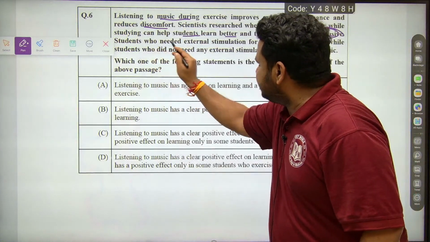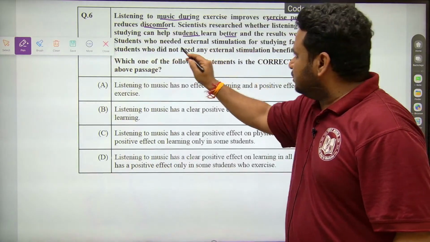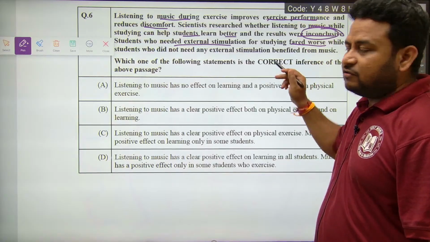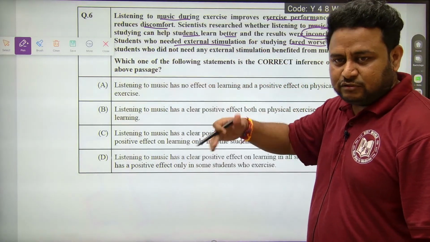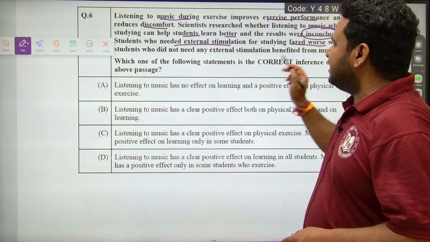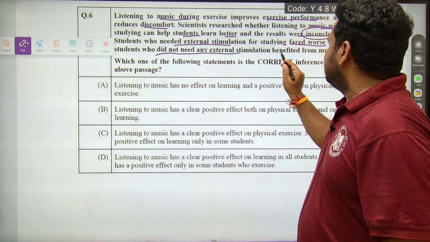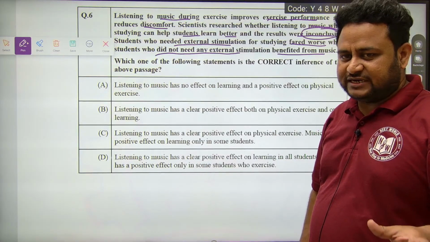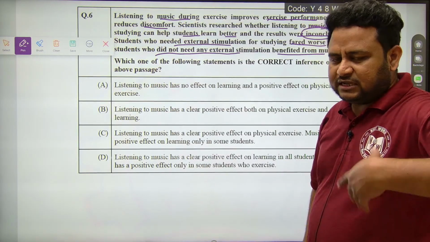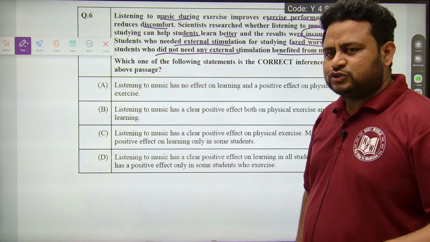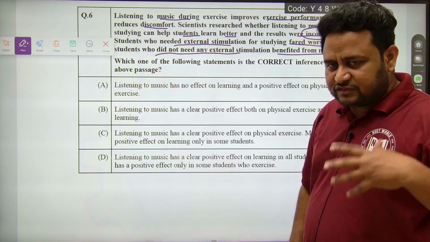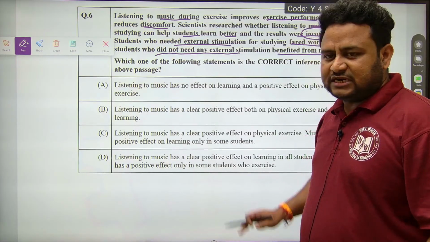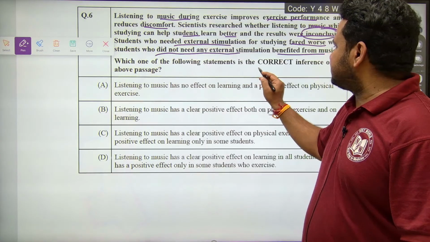The results were that students who needed external stimulation for studying fared worse while studying using music, while students who did not need any external stimulation benefited from music. That is, students who needed external stimulation, if they used music, couldn't perform well. Students who were studying even without external stimulation, if they got music, it became an additional support for them to study better. So that is what they are telling. So based on this, this statement is correct.